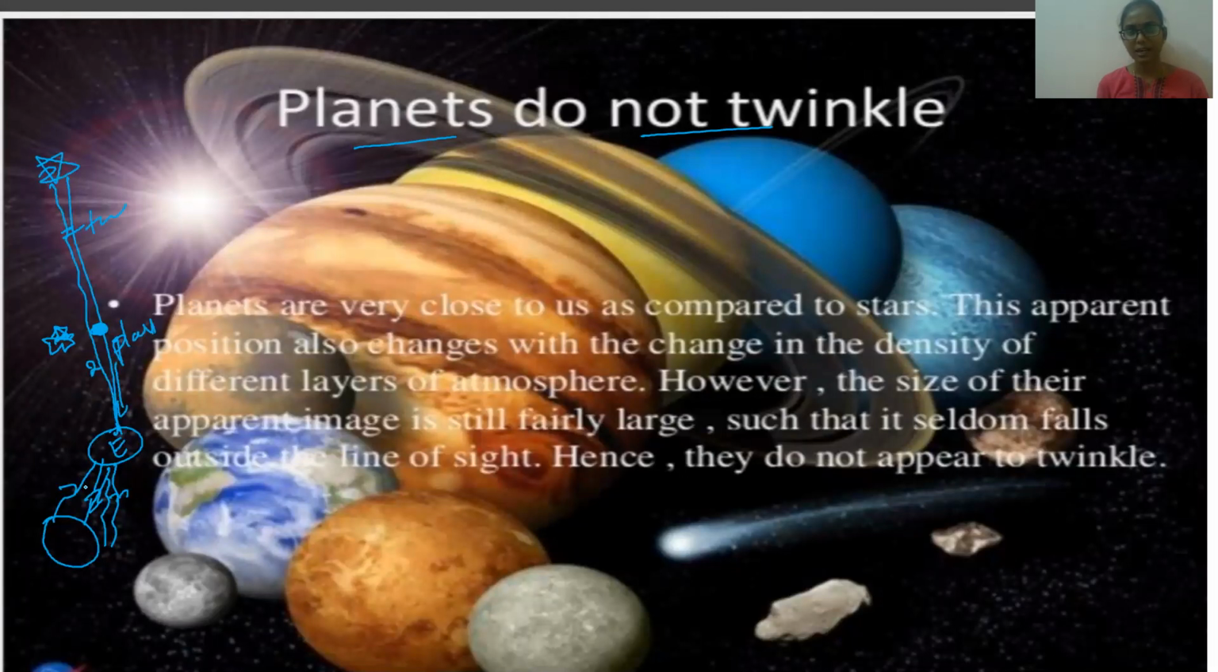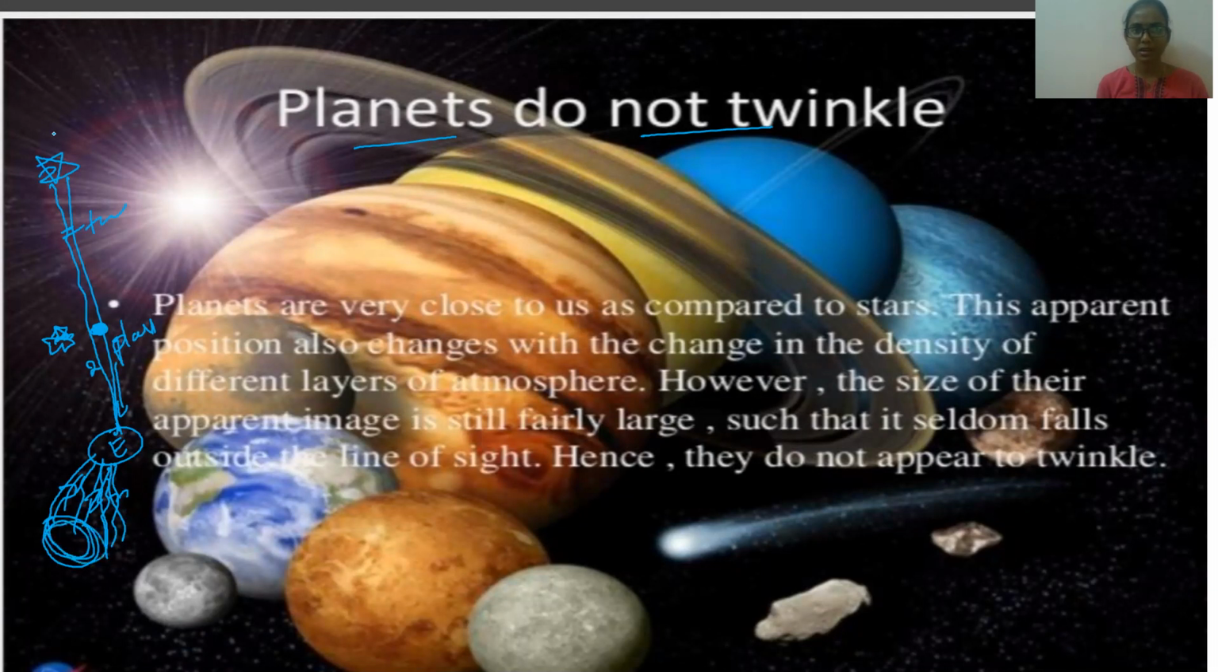Not all the rays at a time will undergo refraction. One or two rays may undergo refraction, but they will be neglected. So we cannot see the twinkling effect here. The amount of light we get is very high.